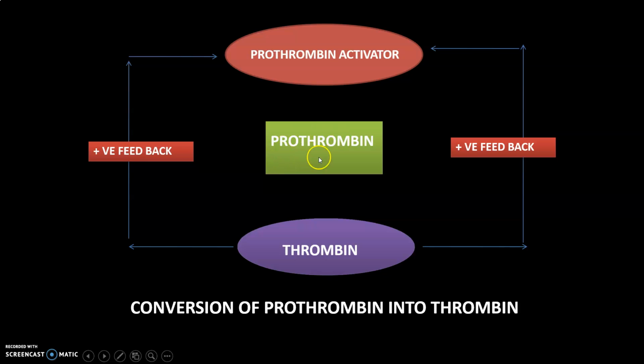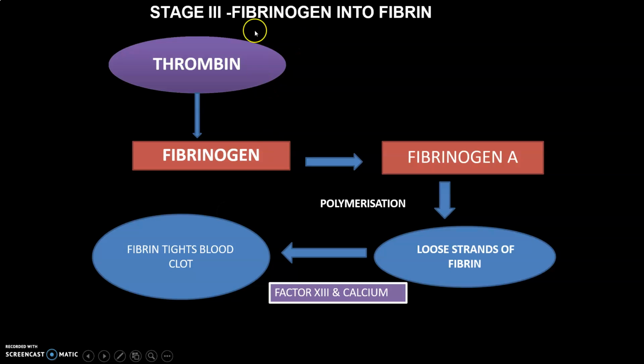Now prothrombin is converted into the thrombin with the help of the prothrombin activator, and thrombin itself sends a positive feedback that yes, thrombin is required. So it also helps in formation of, again, prothrombin to thrombin. Now fibrinogen into fibrin is converted by thrombin. So thrombin helps in the conversion of fibrinogen, which helps in the formation of fibrinogen A, the activated form, and then the formation of the loose strands of fibrin, and these fibrin in the presence of the factor 13 and calcium, they help in the formation of the blood clot.